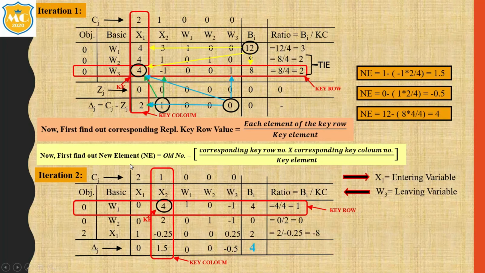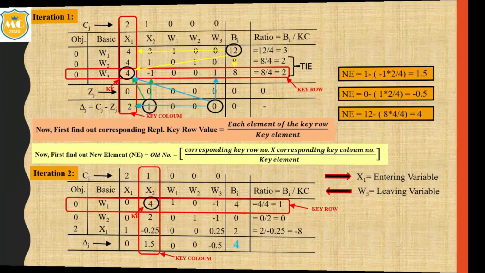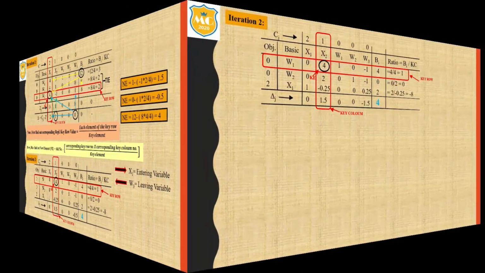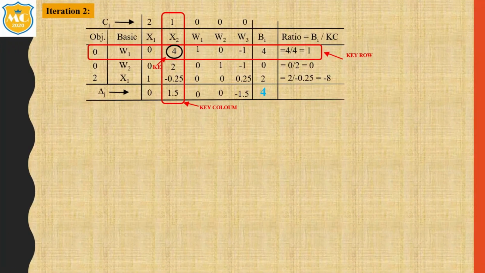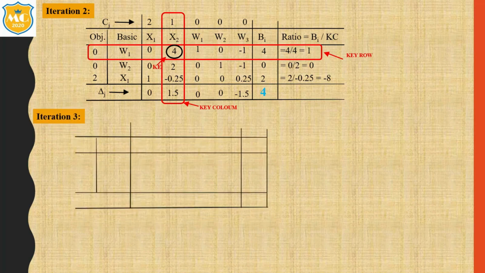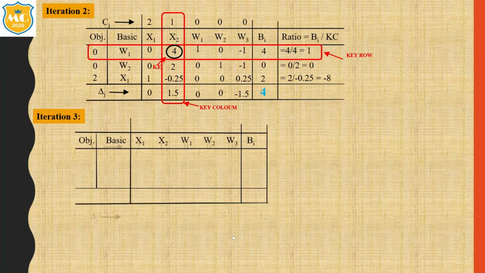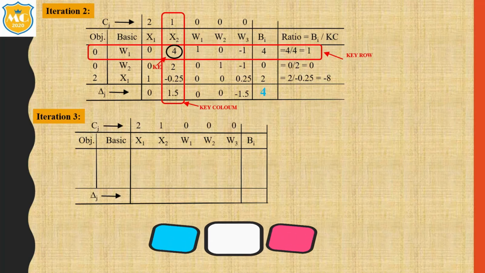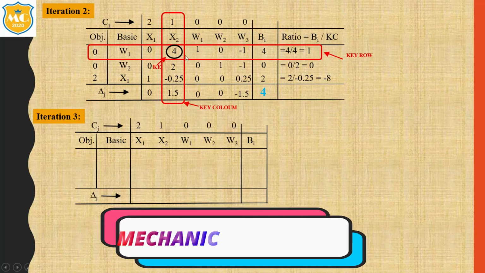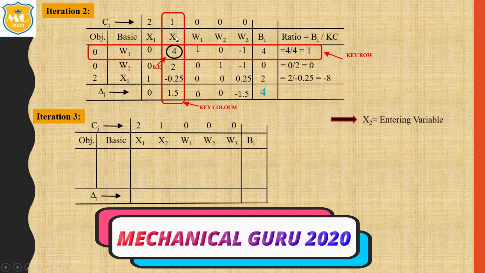Here the problem is maximization. So in iteration 1 here we get the 0. In the next iteration we get the plus 4, which represents we are going in the right direction. Now we will go to the next iteration. Here this is standard format. So here x2 is the entering variable and w1 is the leaving variable.